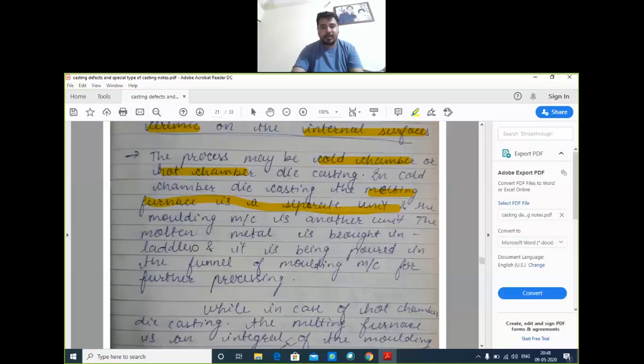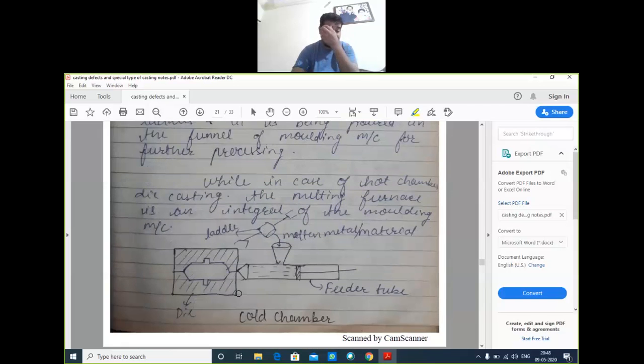The molten metal is brought in a ladle and poured into the funnel of the molding machine for further processing. This is the cold chamber process. This is a ladle. With the help of the ladle, we put the molten metal into the feeder tube. This is a die.